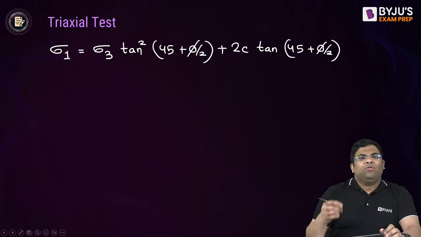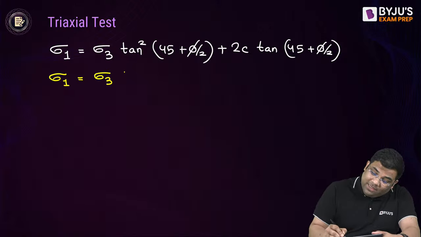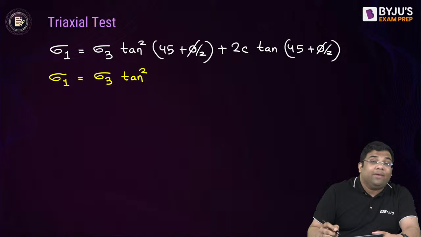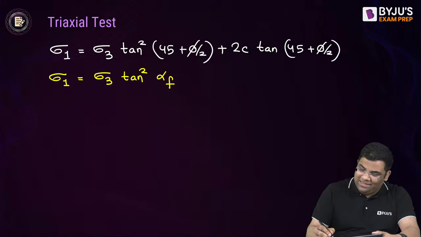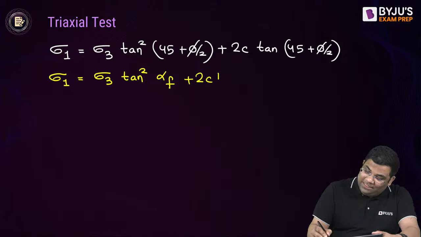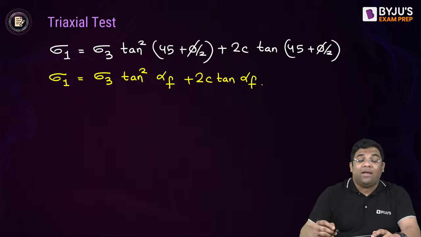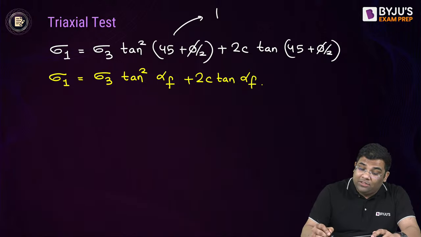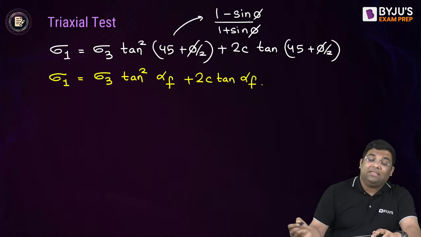Now some more conclusions from this equation. I can write this equation like this also: sigma 1 is equal to sigma 3 tan square alpha f, because 45 plus phi by 2 is actually alpha f, plus 2c tan alpha f. Now this tan square of 45 plus phi by 2 is also equal to 1 plus sin phi by 1 minus sin phi. This is another form of this equation.